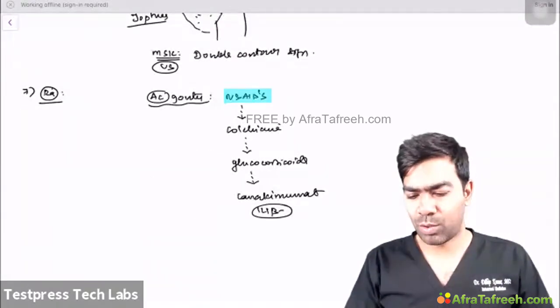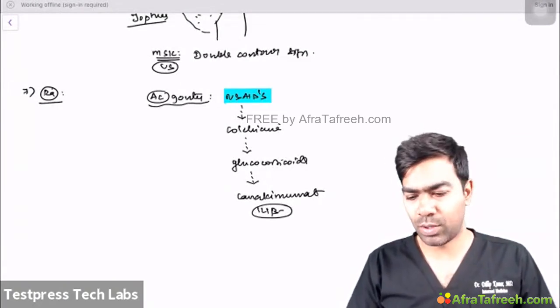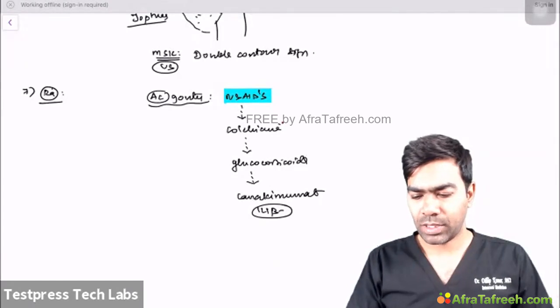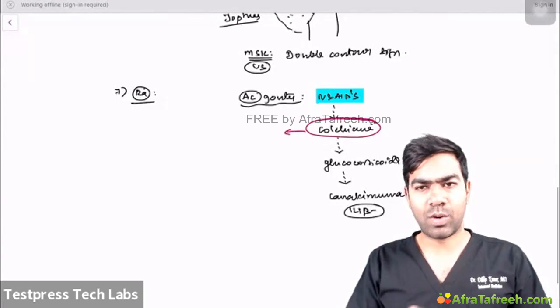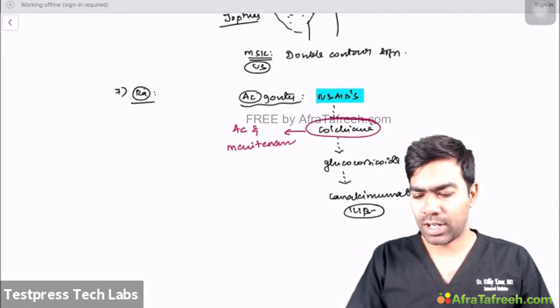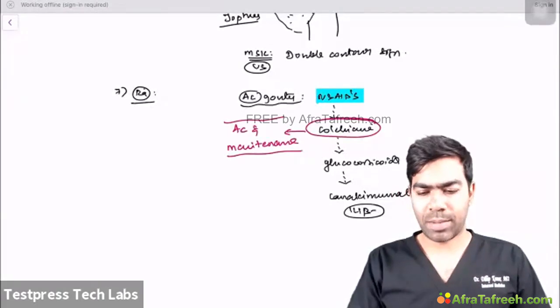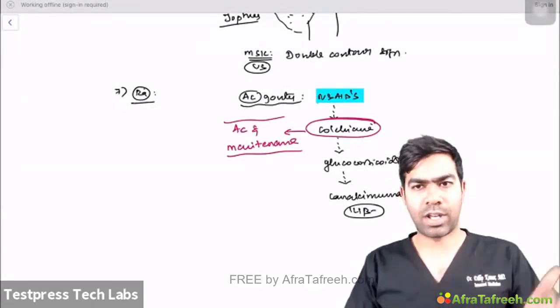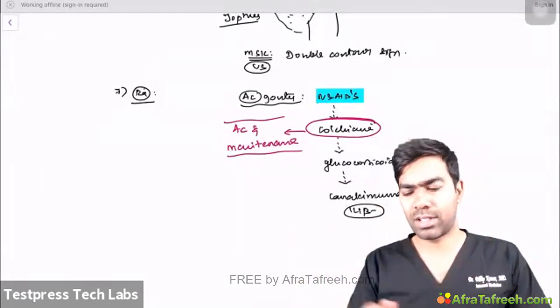But in general, most of the time NSAIDs with or without a little bit of glucocorticoids must be doing the job. But one word about colchicine: this is the only drug that can be used for acute gout as well as for maintenance of chronic gouty arthritis. Apart from that, none of the other drugs can be used for chronic maintenance therapy. Only colchicine can be used as a bridge between acute gout and chronic maintenance therapy.